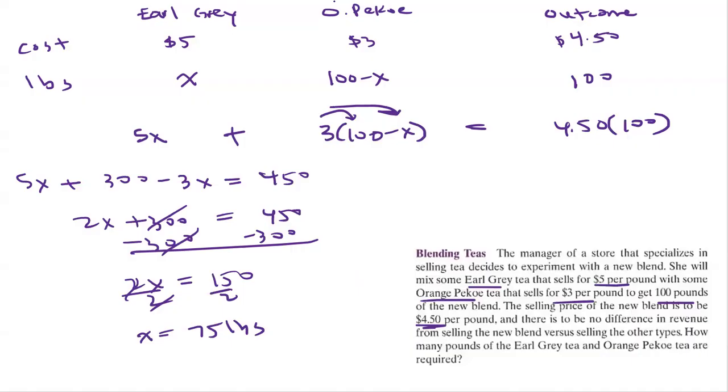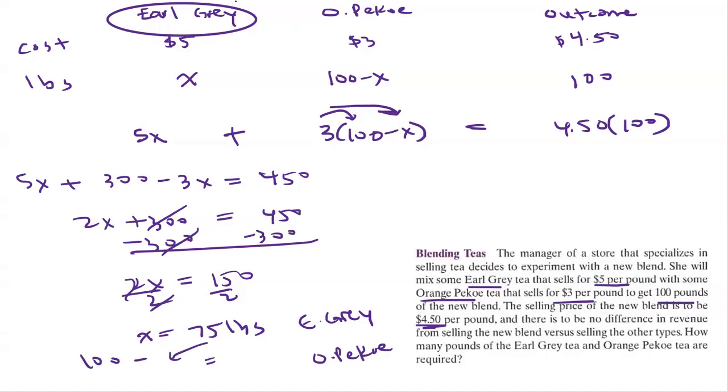Okay, so what does X represent? So we go back to our chart and X represents Earl Grey. So we write Earl Grey here. Okay, and then for the Orange Pekoe, we have a total of 100 pounds. So we just do 100 minus the 75. So that gives us 25 pounds for Orange Pekoe.